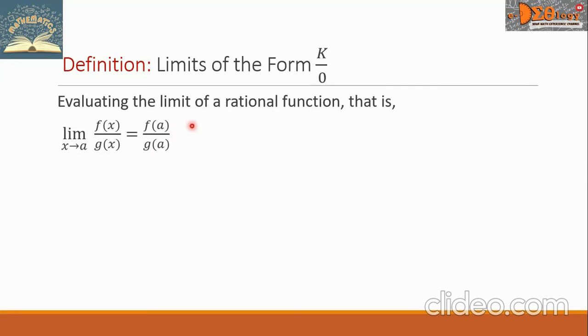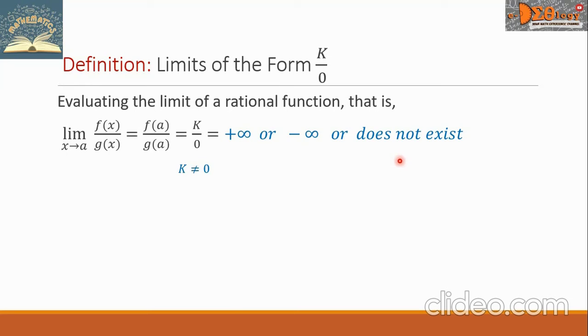And sometimes the answer will have k over 0. The value k here is not equal to 0. In this case, there are three possible answers. First, positive infinity. Second, negative infinity. Third, does not exist. In order for us to know which of the three is the answer, we need to verify by 3 steps.